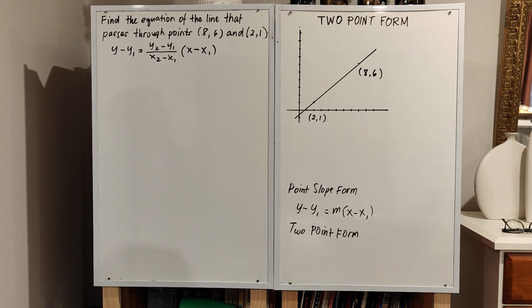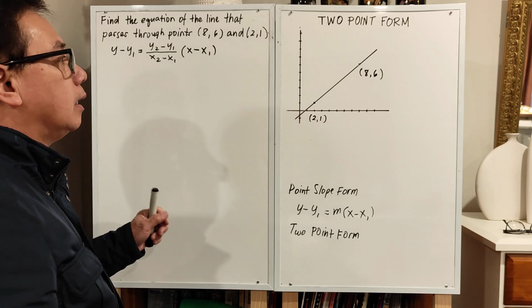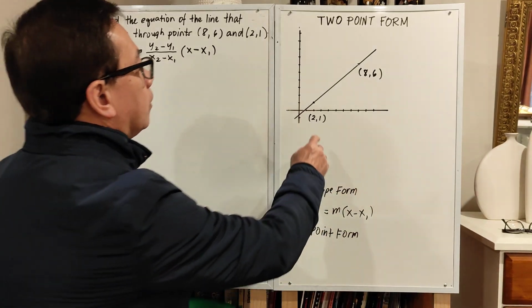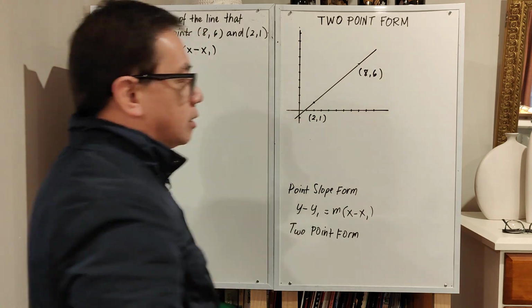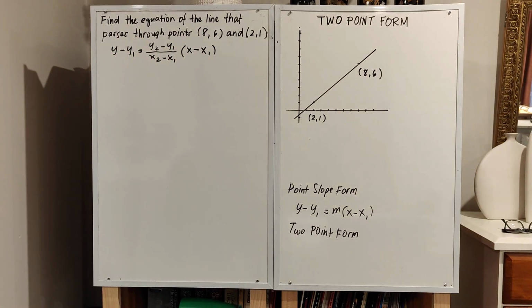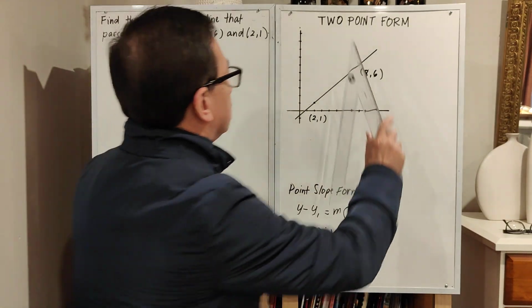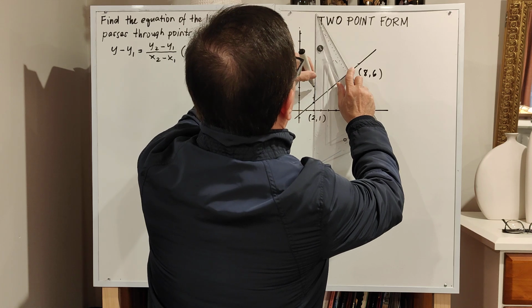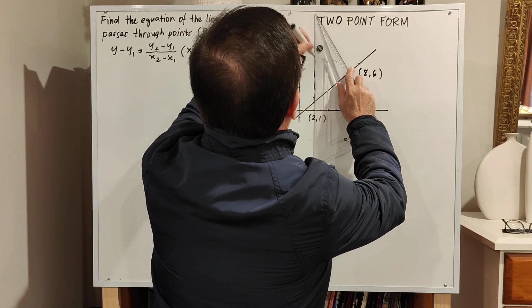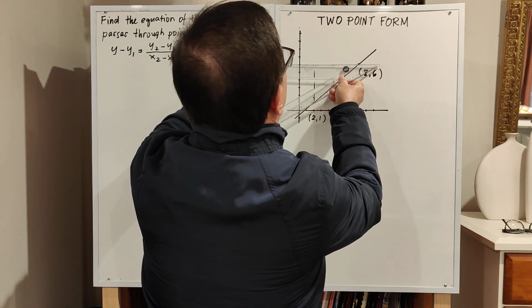We can get the slope of a line if we know 2 points from that line. For example, we have (2, 1) and (8, 6). So to get the slope, we just need to first make a vertical and horizontal line. So we'll make a vertical line here, and then a horizontal line.